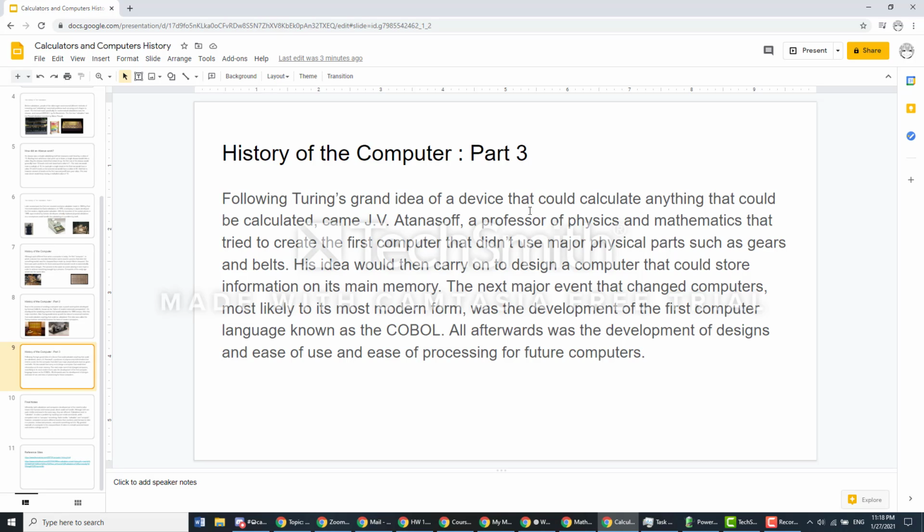So after that, people just started developing better design, better graphics, and then they started making the first computer languages such as COBOL, and then straight after that was just design and ease of use and processing.